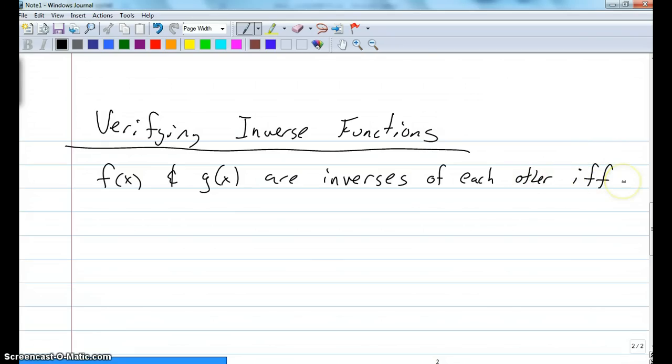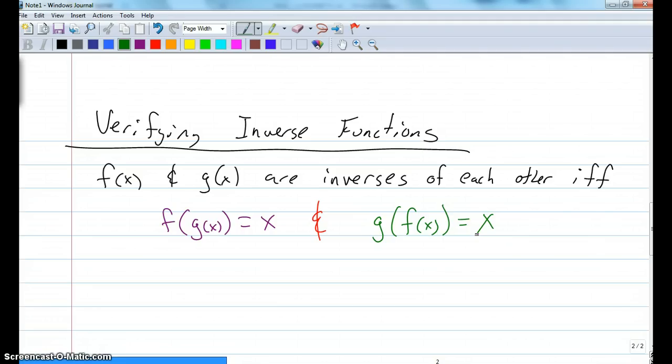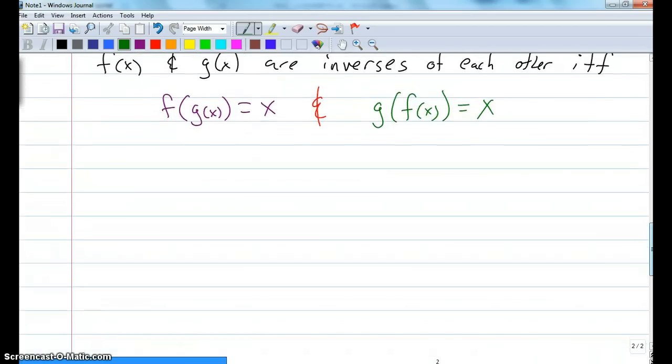IFF. If and only if. Now here we go. F of g of x equals x. And that's important, g of f of x equals x. Now, in the last part of this chapter, we talked about composite functions, f of g of x and g of f of x.